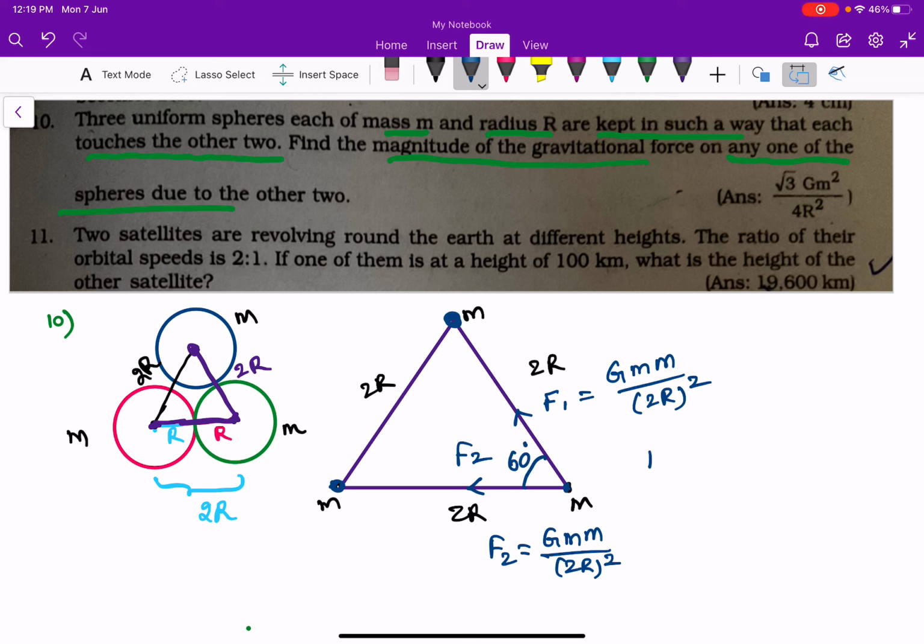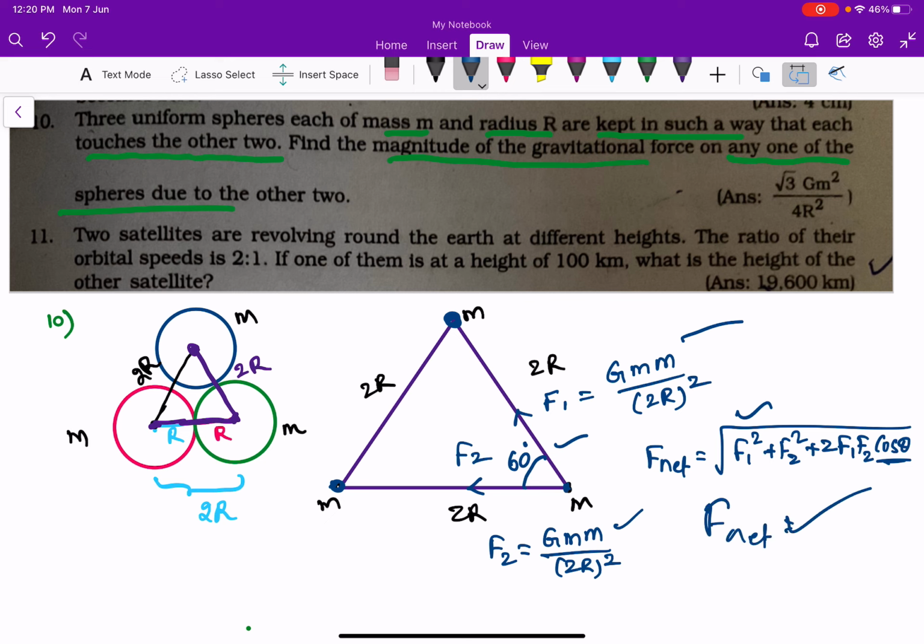So we have been asked to find the net force. The magnitude of the net force is the square root of F1 squared plus F2 squared plus 2 F1 F2 cos theta. Here you know the F1 value, the F2 value, and theta is 60 degrees. By substituting these values, you will get the answer for the net force.